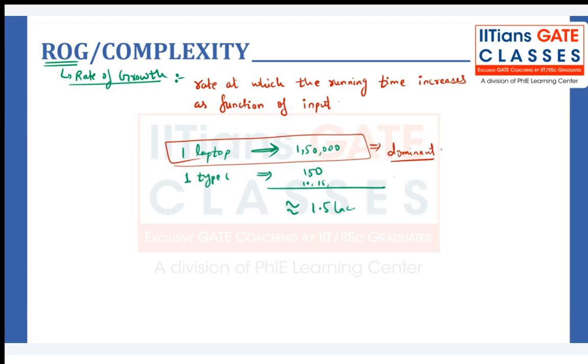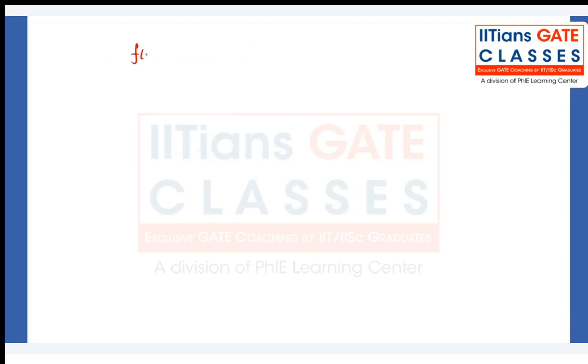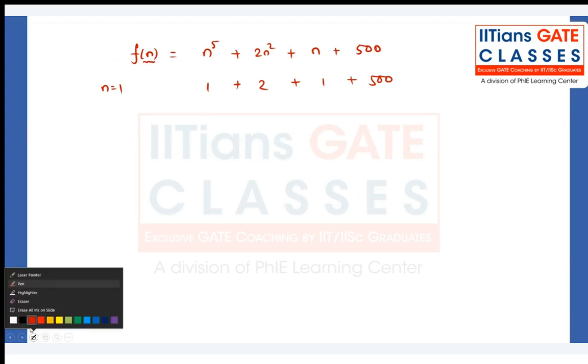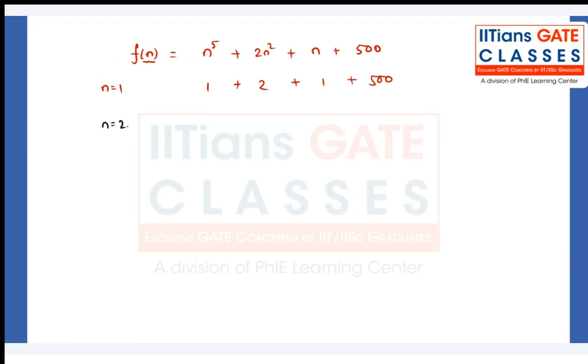Let's take an example here. Let's say I have a function f of n, which is n to the power 5 plus 2n square plus n plus 500. For n equal to 1, what would be the values that I have? 1 plus 2 plus 1 plus 500. So 500 is the bigger term here. Let's slowly increase our input size. n is nothing but the input here. Let's increase n to 2. So this becomes 2 to the power 5, which is 32.